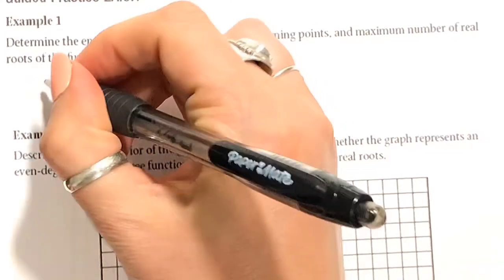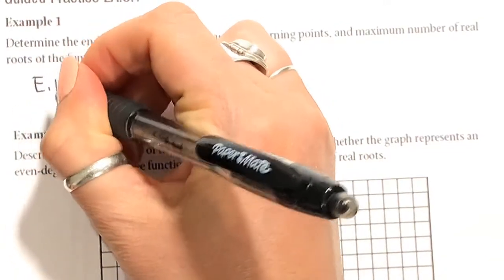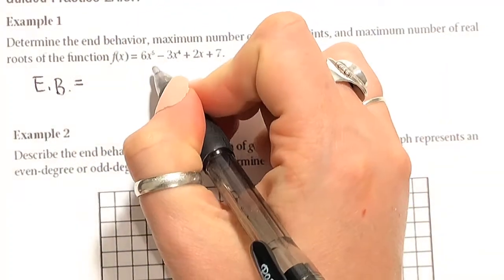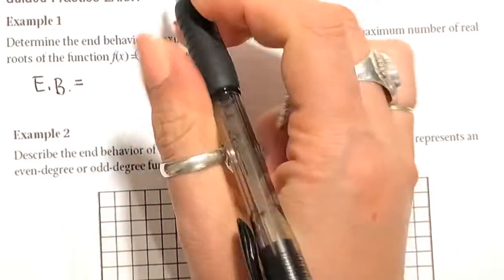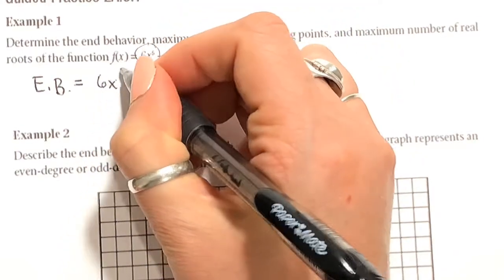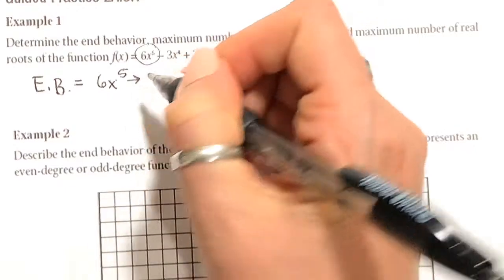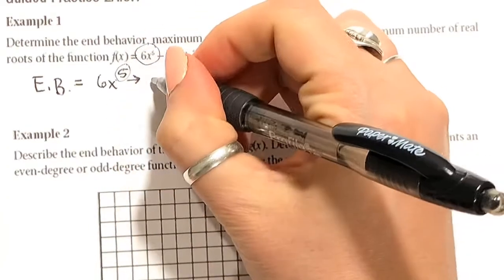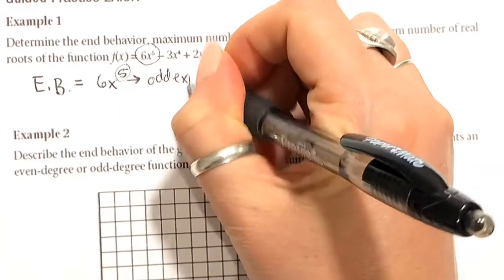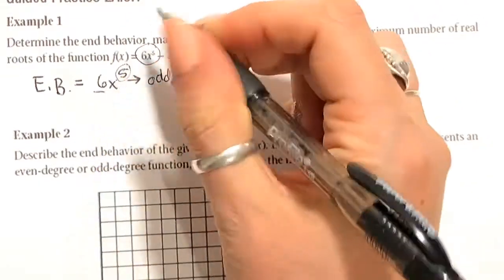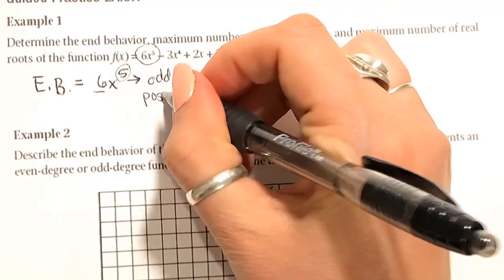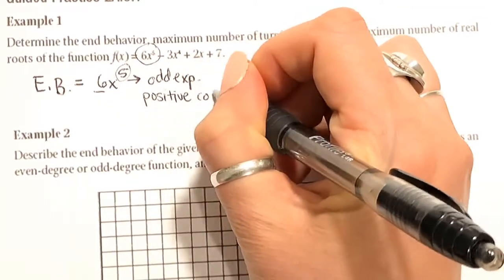So let's do our end behavior first. I'm just going to abbreviate. For our end behavior, remember, you're going to find your leading term, which is the 6x to the power of 5. This is telling us about our end behavior. First I look and see my exponent. This exponent is a 5, so it has an odd exponent. For the coefficient, we don't really care about the value, just if it's positive or negative. So this is a positive coefficient.